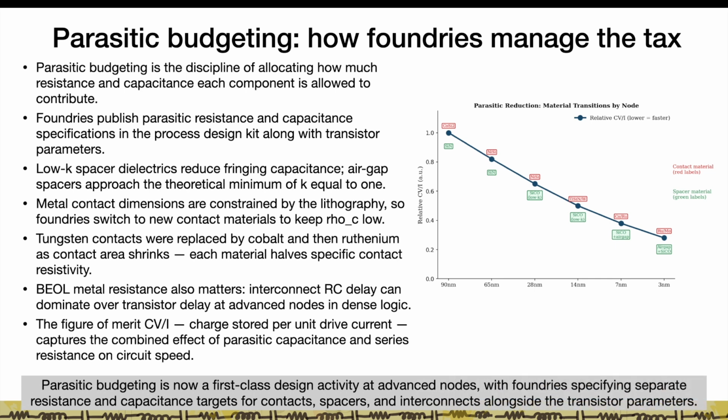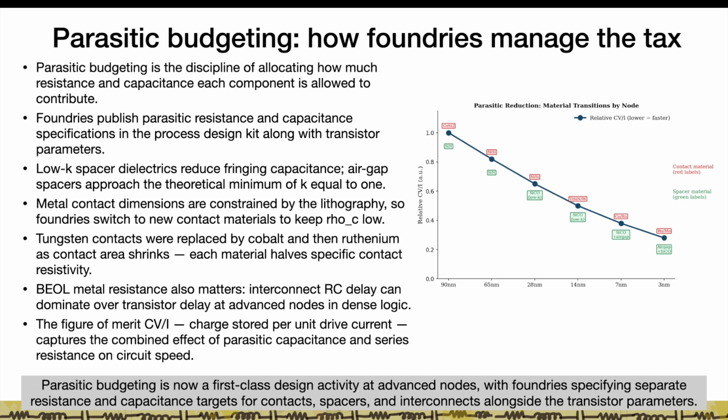When you get into detailed device modeling later in this arc, you'll encounter SPICE models that have explicit parasitic components extracted from 3D field solvers for each specific layout configuration. Those models don't look like the textbook MOSFET equations. They look like the textbook equations with a web of resistors and capacitors attached to every terminal. That web is what this video has been mapping.